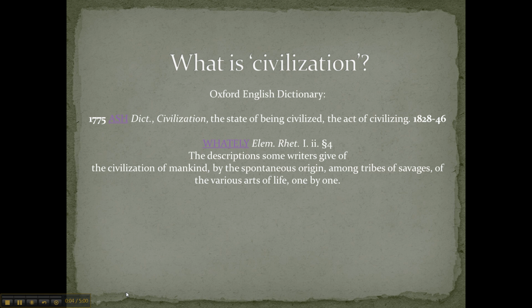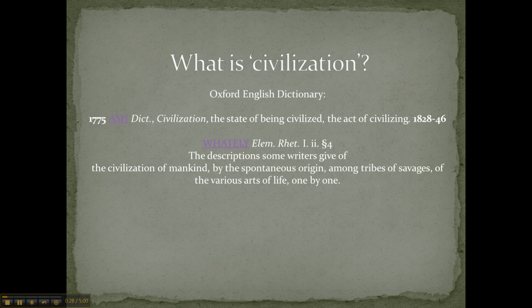One of the words you're going to hear an awful lot of in this course is civilization. And this is no doubt a word that you've seen used in many contexts before. But in the context of this class in ancient history, what do we mean by civilization? On this slide are some very early definitions of civilization from the Oxford English Dictionary.